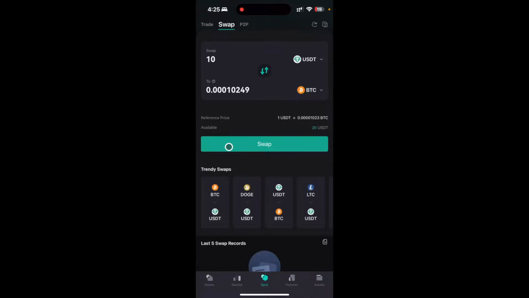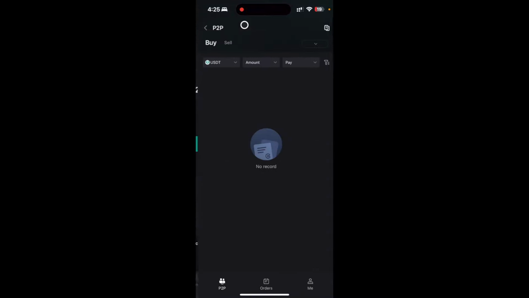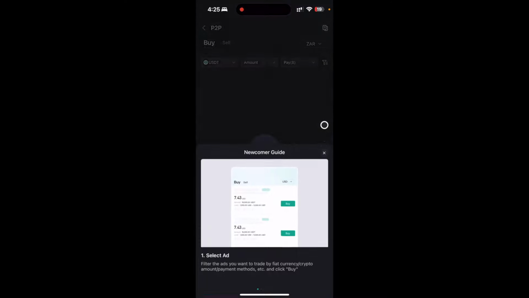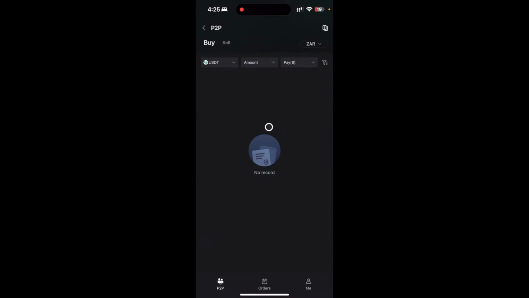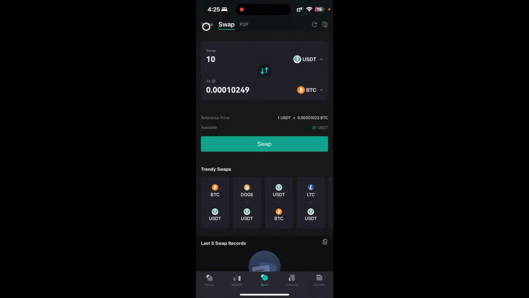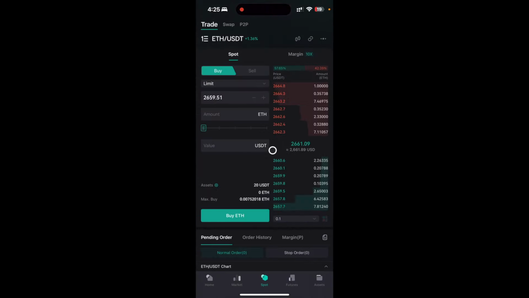And if you're a P2P trader, then you can just go ahead to the P2P section, and then make sure you verify your account and stuff like that, and you can buy crypto from other people using different payment methods. All right, so let's go back to spot trading, and this is a spot trading dashboard on your phone. You know what I mean?